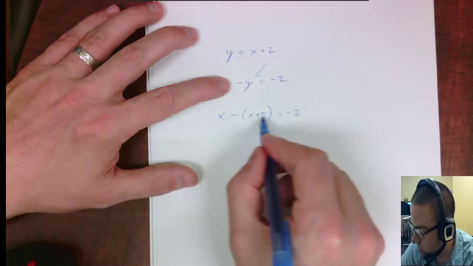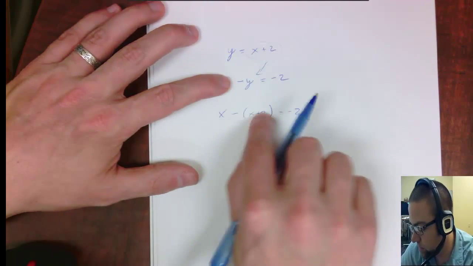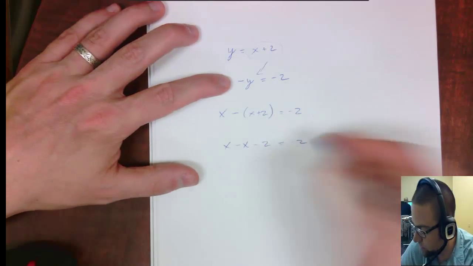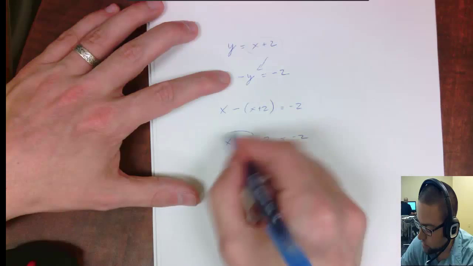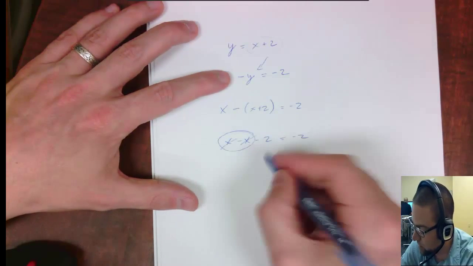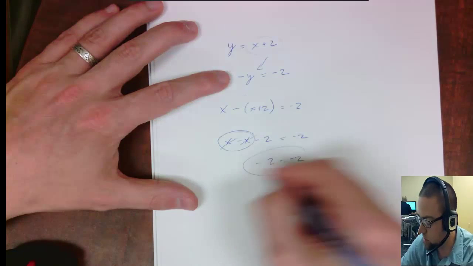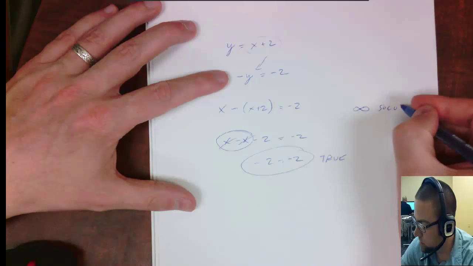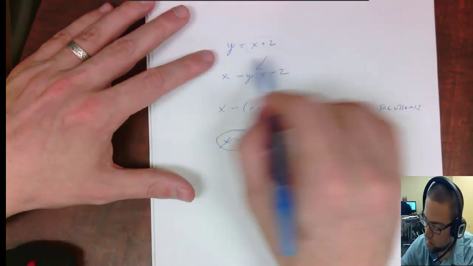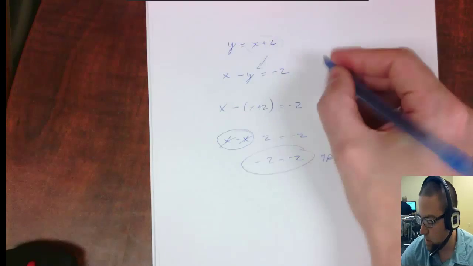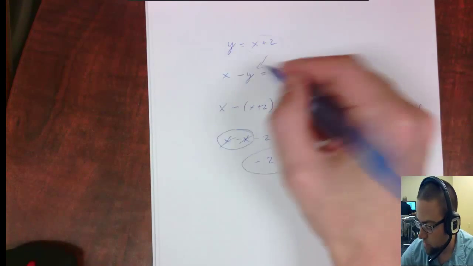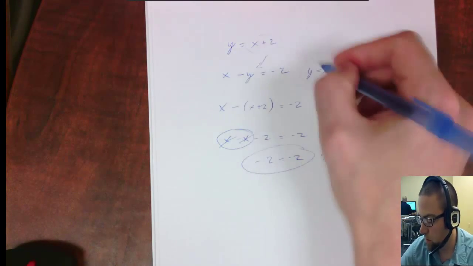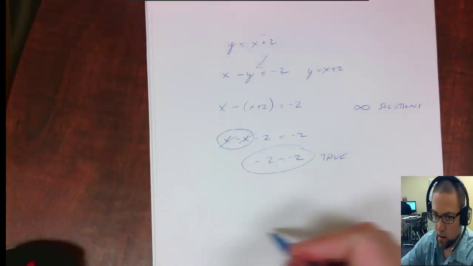And then I distribute the negative sign, or it's the opposite of both of those. So x minus x minus 2 is equal to -2. x minus x is 0, so it just goes away. So I get -2 is equal to -2. So this is true, so there's infinite solutions. And if you rearrange this equation, you would see that, so subtract x on both sides and then divide by -1. This would also be y equals x plus 2. So they're identical equations.